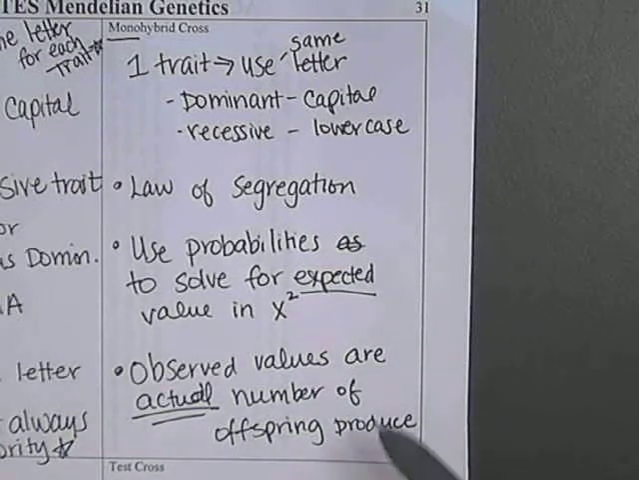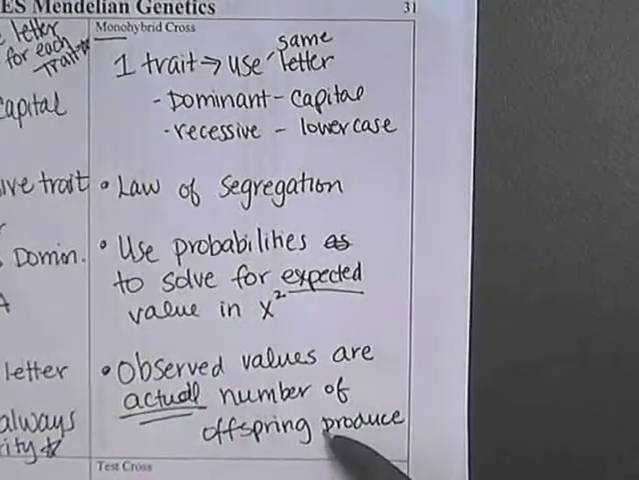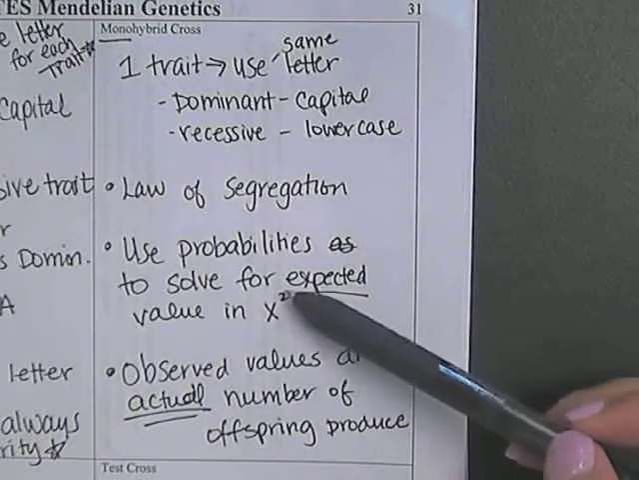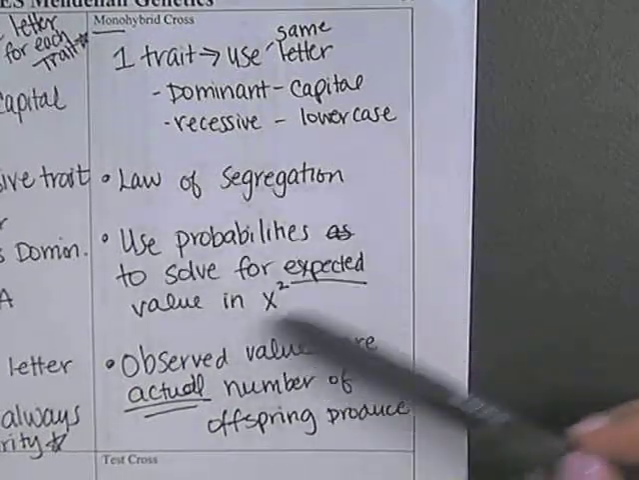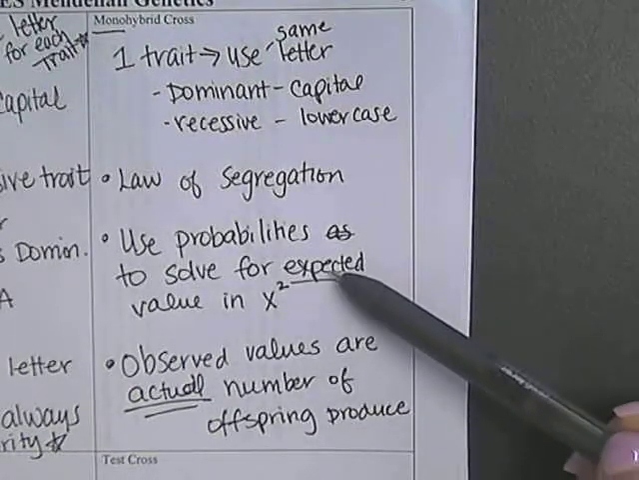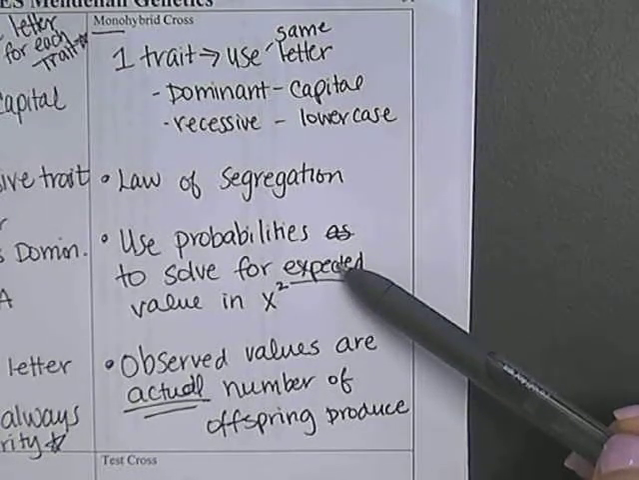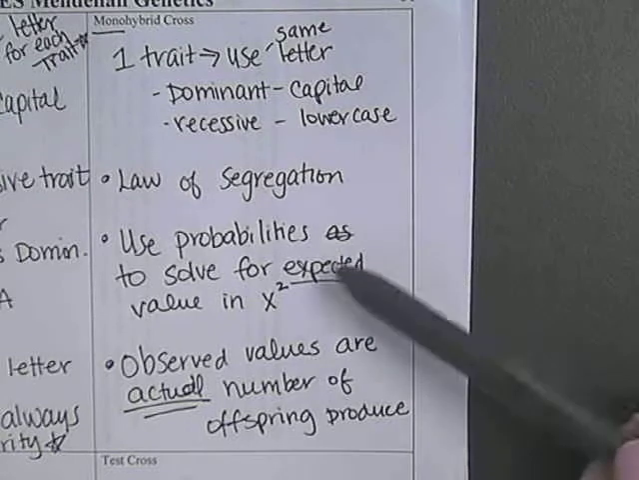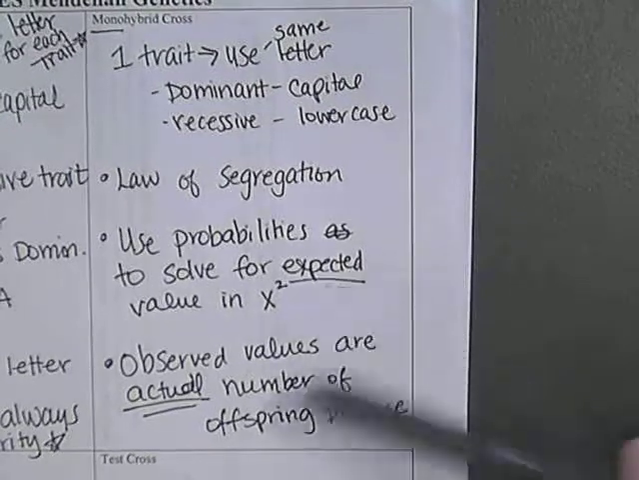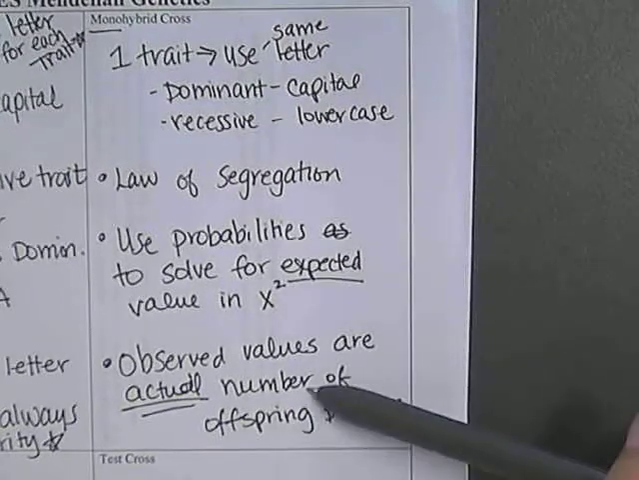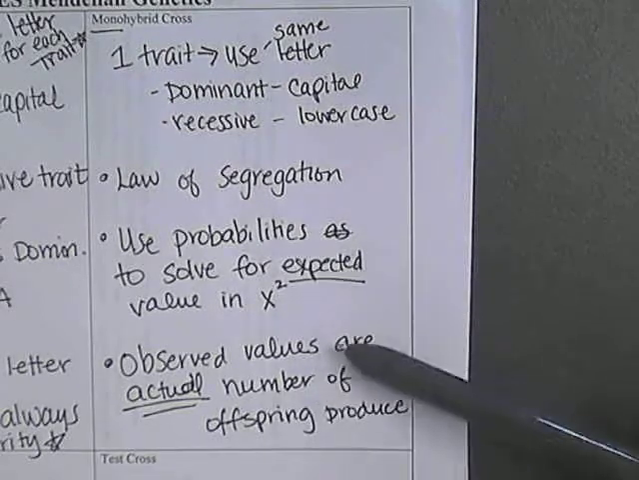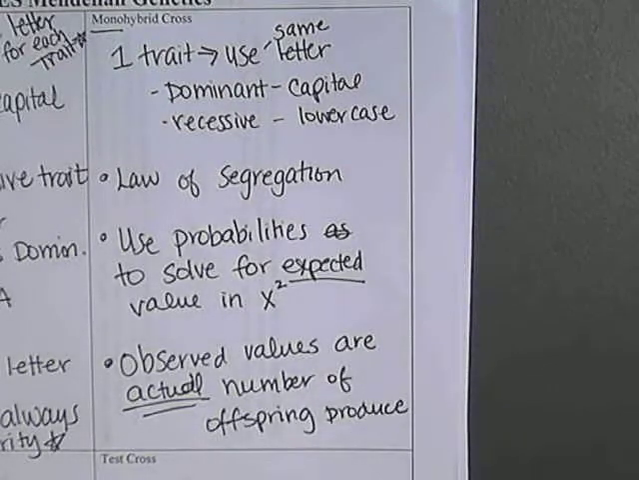to find out if the trait followed Mendelian genetics. If it follows Mendelian genetics, then you can use these probabilities to find out what the expected value is going to be. 75% this, 25% that. And so those expected values you can compare to the observed values to see if this trait is following traditional Mendelian genetics.